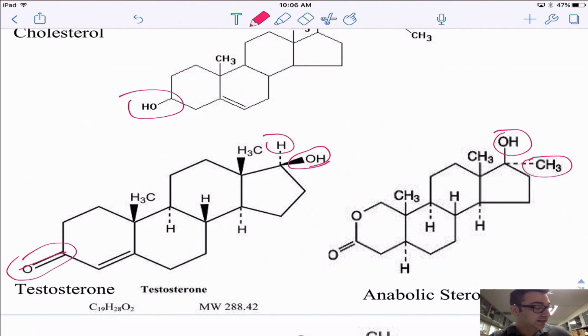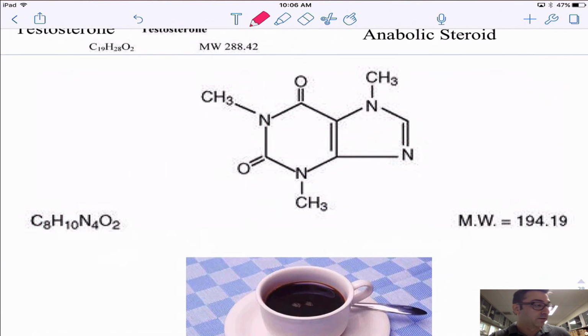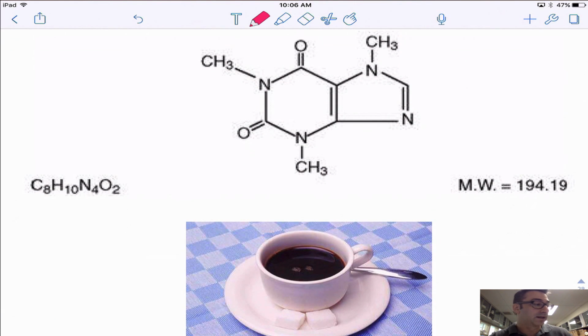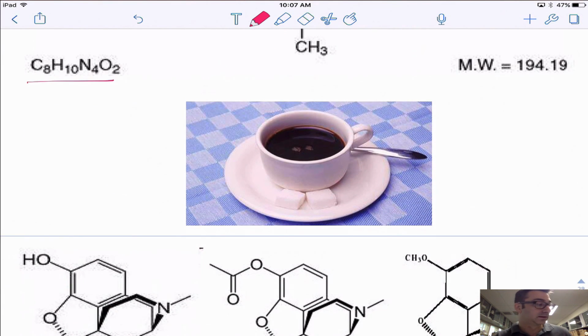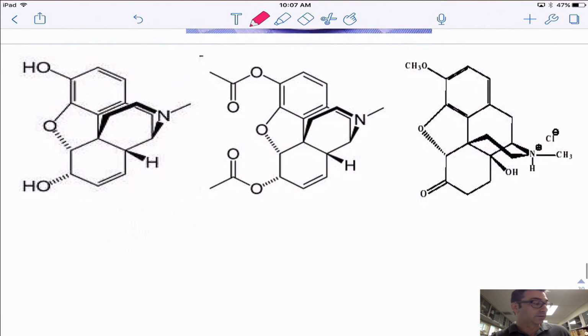One last interesting thing I want to mention with these types of compounds is caffeine. We mentioned this early on. Here is the amide group right here. Here's a ketone. Here's an amine. Here's another amine. So we have a whole bunch of groups for caffeine. And then here are other derivative compounds.